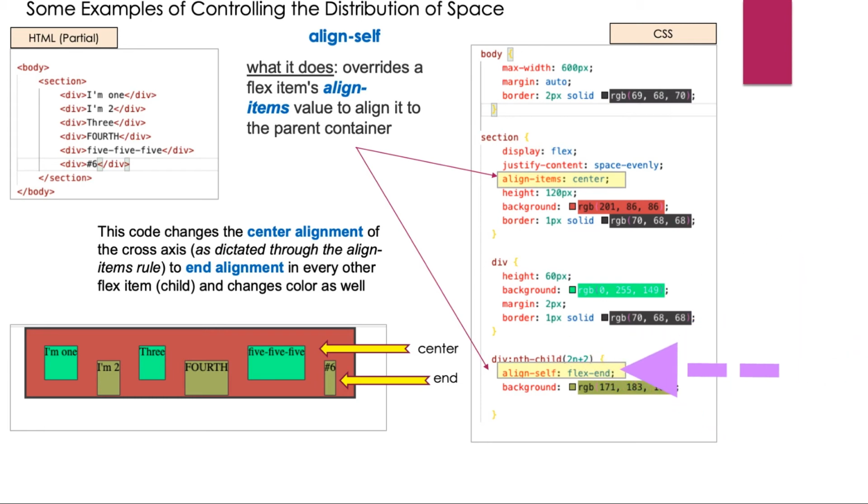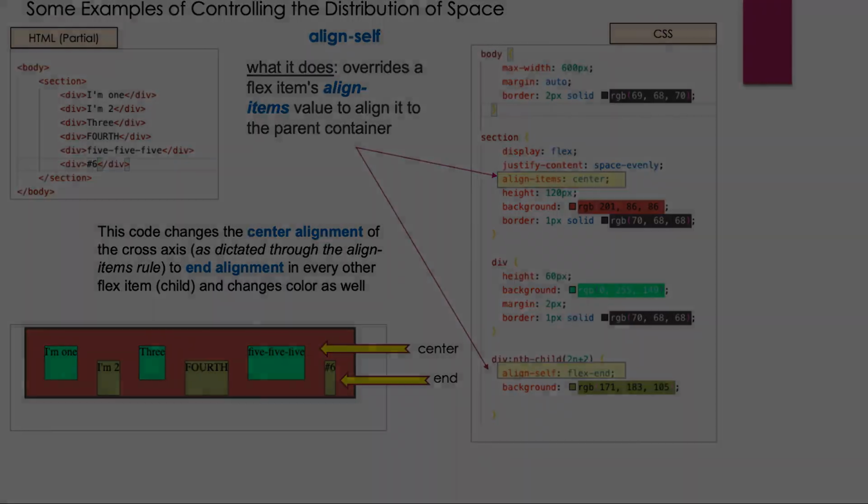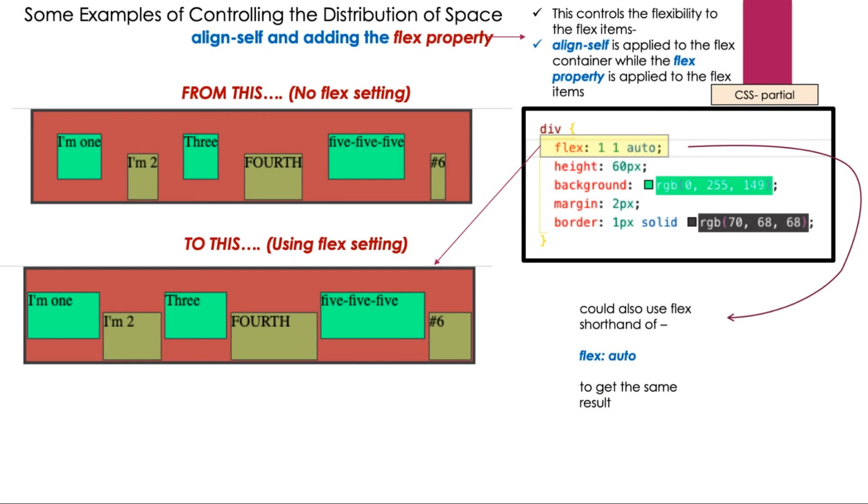Then down here, using the nth child selector, what I'm saying is I want every other child to be affected, starting with the second one. So it changes the center alignment of the cross axis, which is what's dictated by align items, to end alignment on every other child in this container. And of course, I'm changing the background color just to make sure it really pops. So pretty cool stuff.